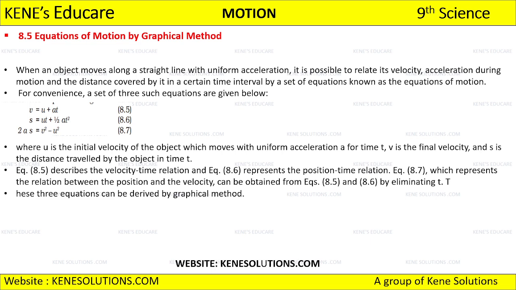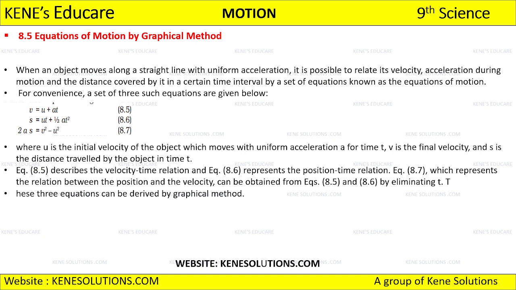Now let's talk about equation 8.5. We know v is the final velocity, so final velocity is equal to u, the initial velocity, plus acceleration into time t. This equation, v equals u plus at, describes the velocity-time relation, and equation 8.6 represents the position-time relation. Equation 8.7 represents the relation between the position and the velocity, and it can be obtained from equations 8.5 and 8.6 by eliminating the time.